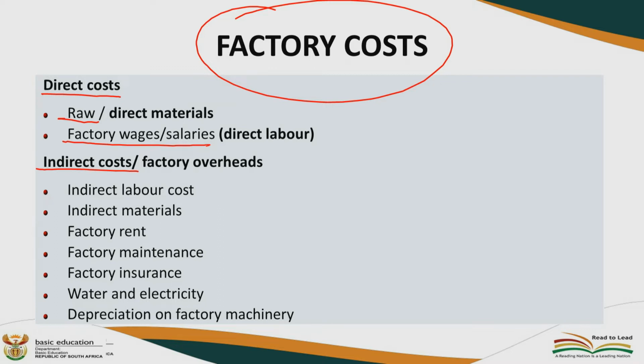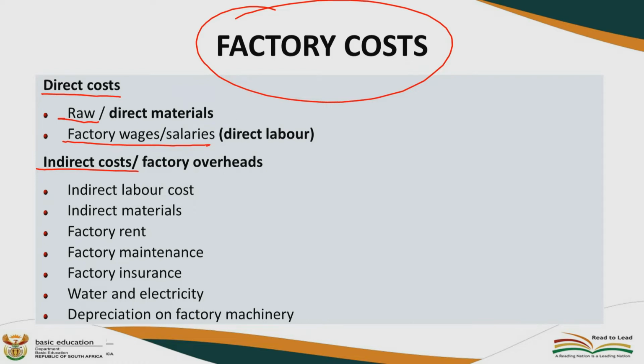Indirect costs or factory overheads. And in these you have things such as your indirect labor. This is the labor of the people working in the factory. However, these people are not working directly now with the finished product. In other words, it is not touch labor. And we also have indirect materials. These are materials that we're using in the factory, but not directly on the unit of production.